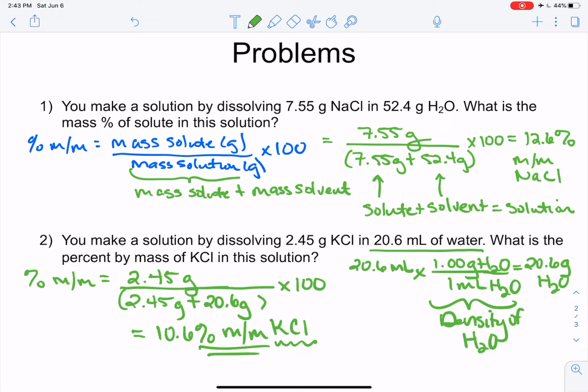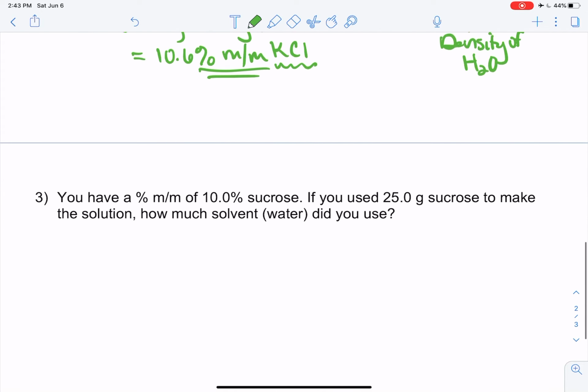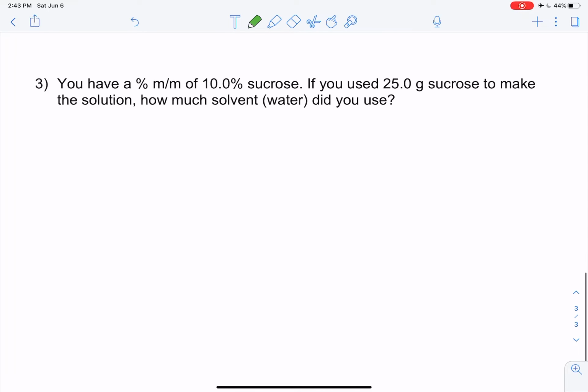All right, so we've got one more question in this section. It says you have a mass percent of sucrose of 10%. And if you use 25 grams of sucrose to make the solution, how much solvent did you use? And remember, if we ask for solvent and it doesn't specify something else, we assume it's water.